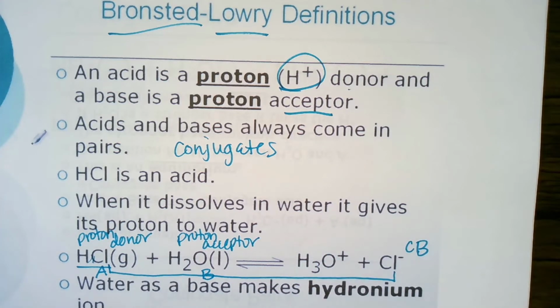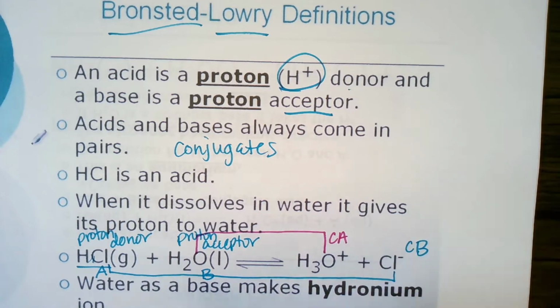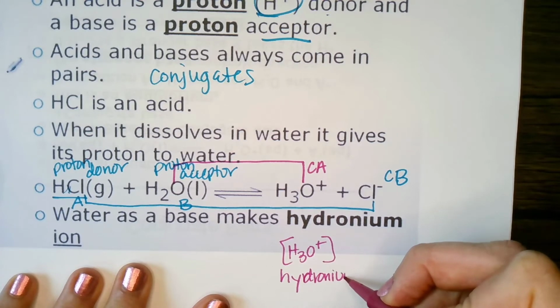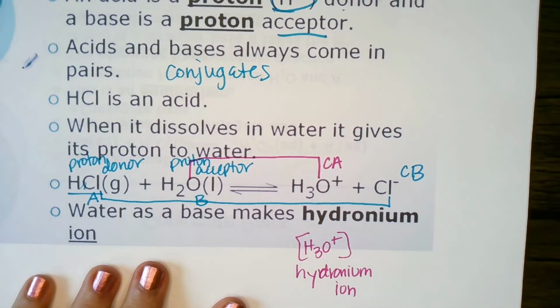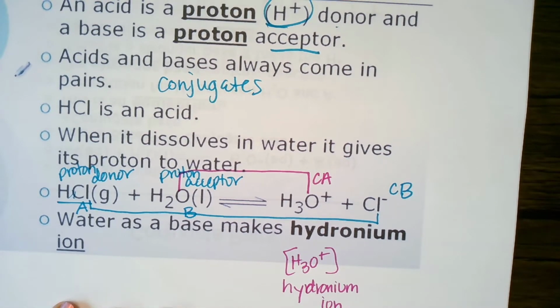If water was acting as a base, it produces its conjugate acid. And notice that it has an extra proton. So here is its conjugate acid. It's called a protonated water, also known as hydronium polyatomic ion. Hydronium is indeed the acid ion that's produced in this solution.